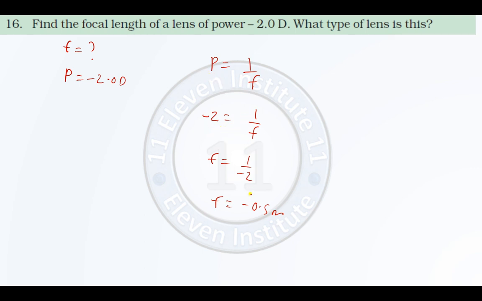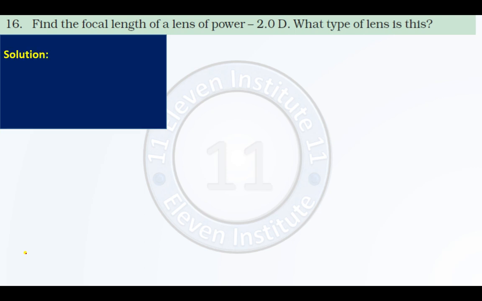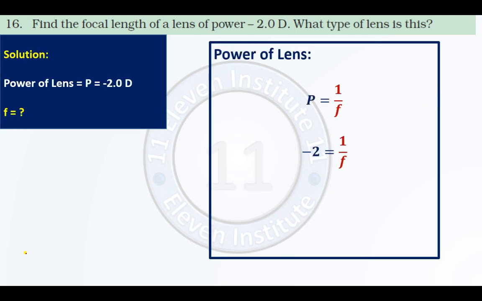Right. So I hope this is quite clear to you. Now this negative sign indicates that this lens is concave lens. Why? Due to the negative sign, we can say that this is a concave lens. Let us now see the solution. Right, power is given to us. Focal length we have to find. Power of lens is 1 upon F.